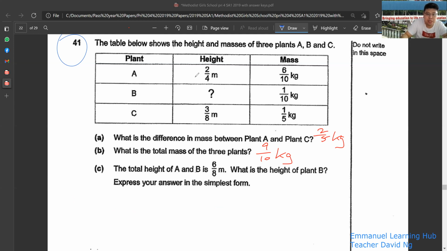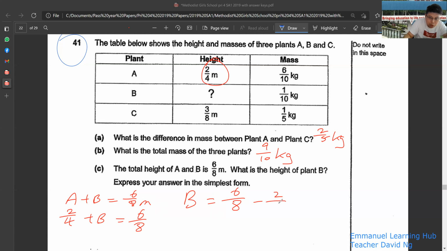Heights of A and B, 6/8 meter. What is the height of plant B? So A and B, the height is 6/8 meters. A is 2/4 meter, right? You understand this part, no? How I get this? Okay. So 6/8 minus 2/4 equal to, how must you do?